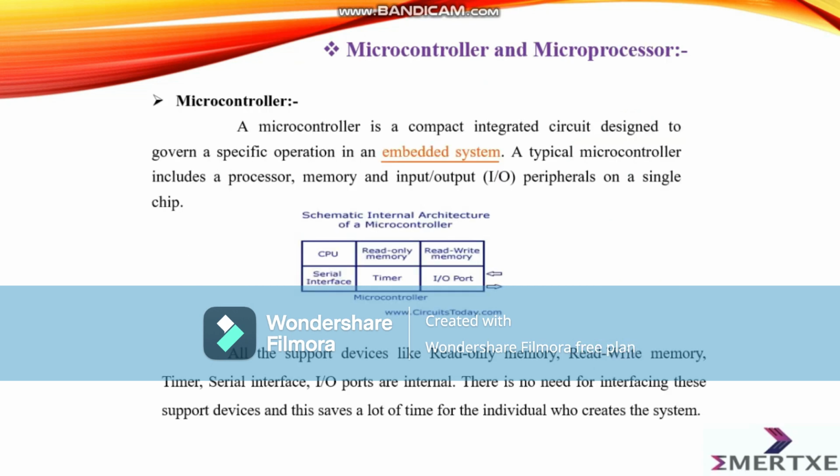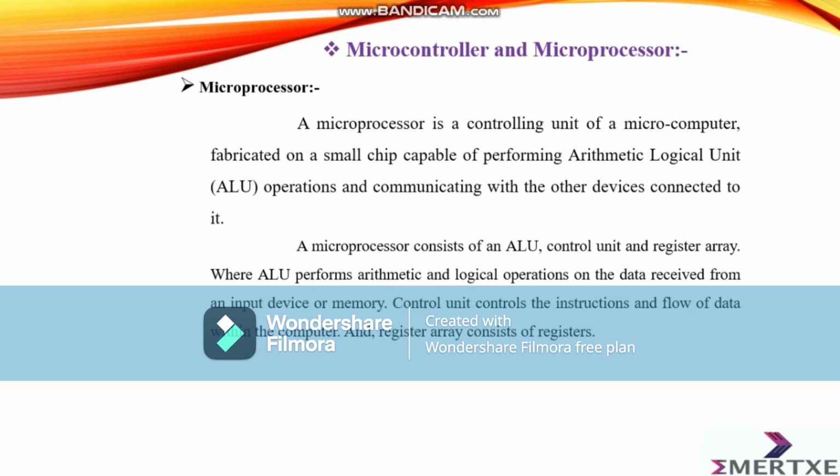Next one is microcontroller and microprocessor. First one is the microcontroller. A microcontroller is a compact integrated circuit designed to govern a specific operation in an embedded system. A typical microcontroller includes a processor, memory, and input-output peripherals on a single chip. This is the block diagram of the microcontroller: CPU, read-only memory, read-write memory, serial interface, timer, and I/O ports. All these supporting devices are internal, so there is no need to interface them, and this saves a lot of time for the individual who creates the system.